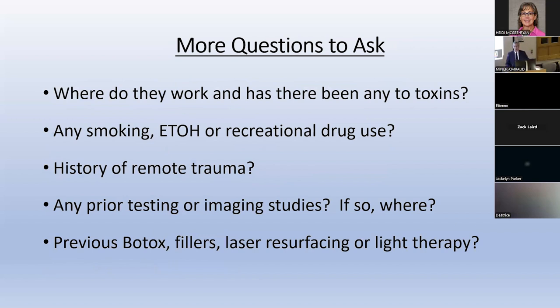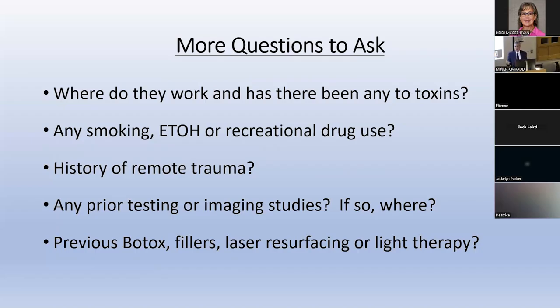Sometimes where they work is important because they're exposed to environmental or work-related toxins, and that has an effect on the eye. Do they smoke, drink, use recreational drugs? And smoking is very important, because a big part of my practice was thyroid eye disease, and smoking is probably the single most important factor for the development of compressive optic neuropathy in these patients. So you've got to make sure you get that smoking history.